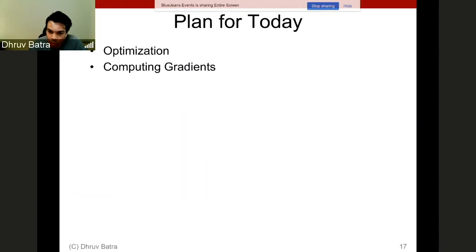Okay, so that was a quick recap of where we were. We are going to pick up on optimization, and specifically gradient-based optimization. This and the next lecture are going to get heavy into the idea of computing gradients, which is what we're going to spend a lot of time on.